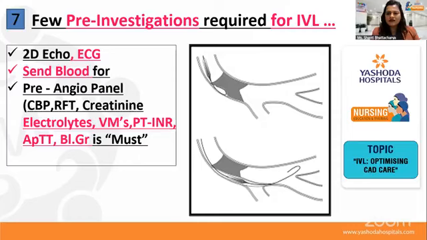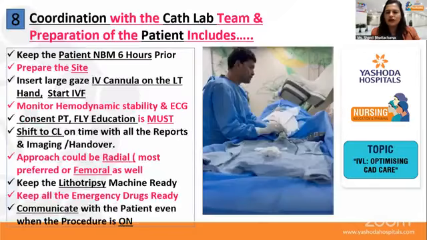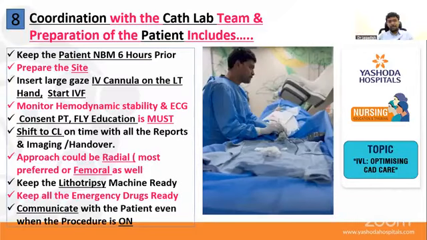There are a few investigations required for IVL. That is 2D echo and ECG, and we need to send a pre-angio panel. In that, CBP, RFP, and creatinine we need to monitor, along with electrolytes, viral markers, PT with INR, APTT, and blood grouping, which is very much important. If there are any abnormal values, we need to escalate to the doctor immediately. I think this is all your protocol, Jagdish sir, and all your nurses know about all this.